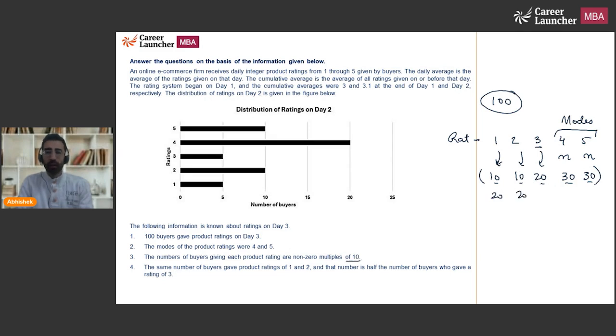Multiples of 10 only, non-zero multiples. So 20 each would mean this is 40. Now this doesn't work out because 40, 40, 80 would mean this comes to 10, 10. 10 is okay, but it ceases to be the mode, right? It ceases to be the most frequent. So this can't happen. 30 has no chance at all because 30, 30, 60 is already greater than 100, the total number of responses. So the only possibility is your 100 respondents work like this: 10, 10, 20, 30, 30. That's it.